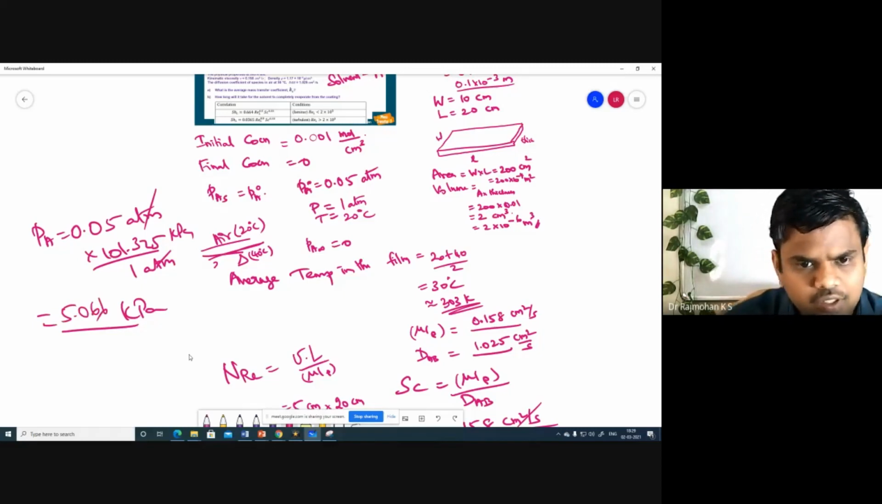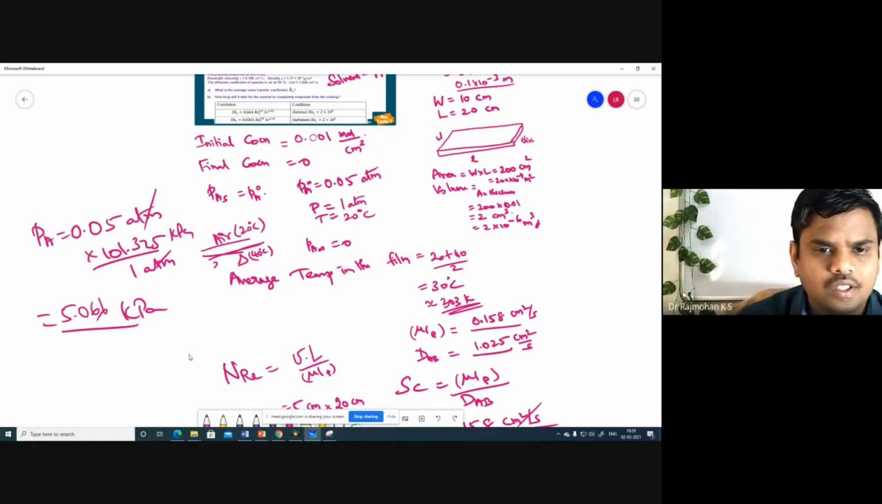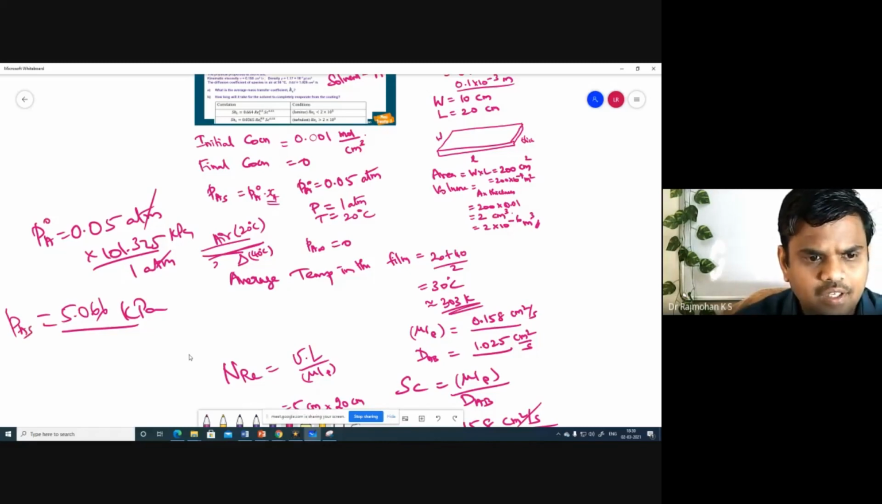Okay, so that is our PAS value. Is there a solvent present purely? So XA equal to 0. Okay, so PA naught is this. So PAS equal to PA naught into XA. XA is pure solvent; there is no other thing present along with it. So we have PAS equal to PA naught equal to 5.066 kilopascal.